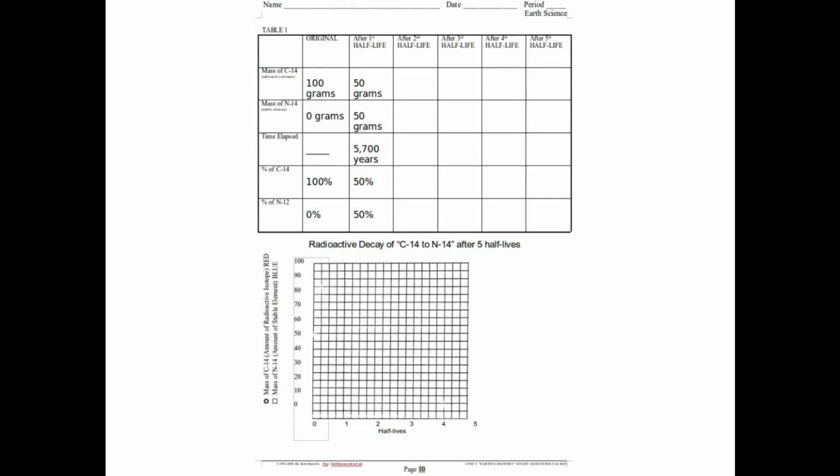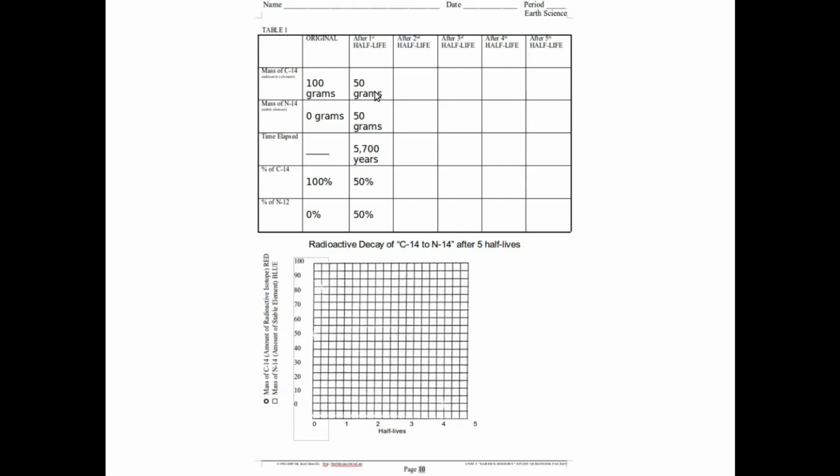So I've illustrated that here in the table. Here's the original amount, 100 grams, and this 100 grams is all the radioactive carbon-14. And at the start, 0 grams is stable end product. But after one half-life, half of this original amount has decayed down here to a stable end product. But 50 grams, or half of the sample, is still radioactive.